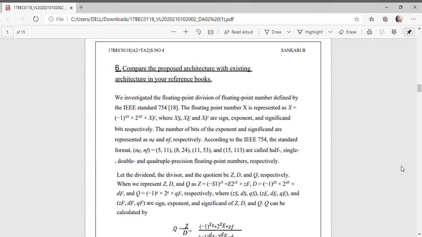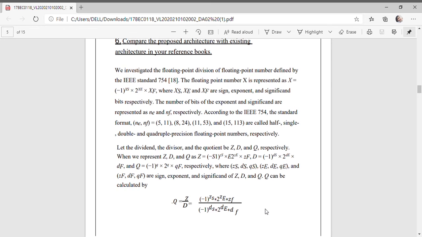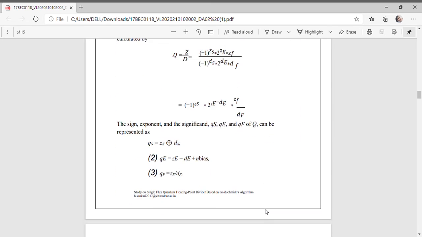The sixth question is, compare the proposed architecture with existing architecture in your reference book. So first let us understand this architecture and how it works. This is Goldschmidt architecture. Here Z is the dividend, D is the divisor, and Q is the quotient. And all of these are represented as Z as this, D as this, and Q as this. Q is Z divided by D.